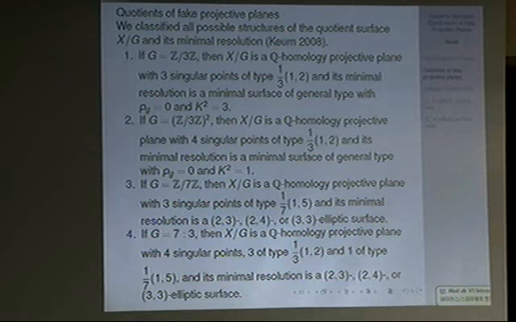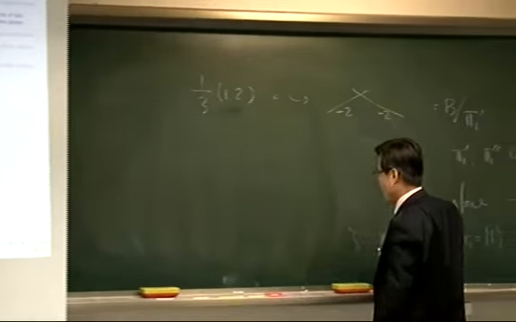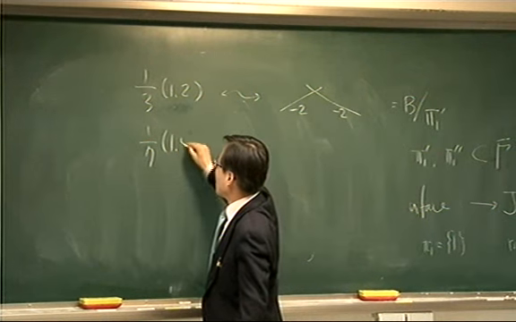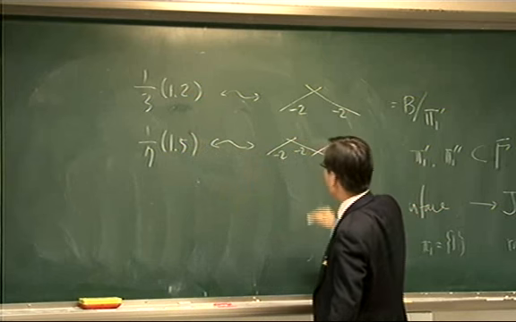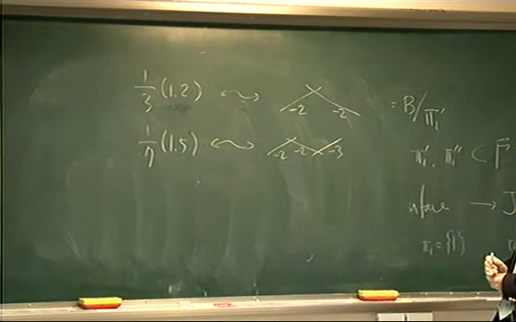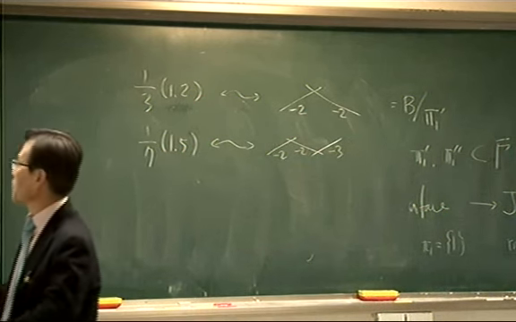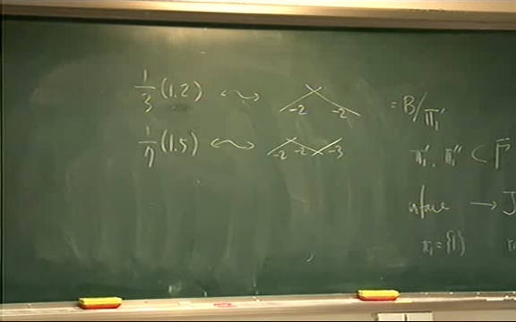So these singular points, its minimal resolution corresponds to a chain of minus 2 curves. This corresponds to this quite well-known standard theory of algebraic surface singularities. And its minimal resolution is a (2,3) or (2,4) or (3,3) elliptic surface.